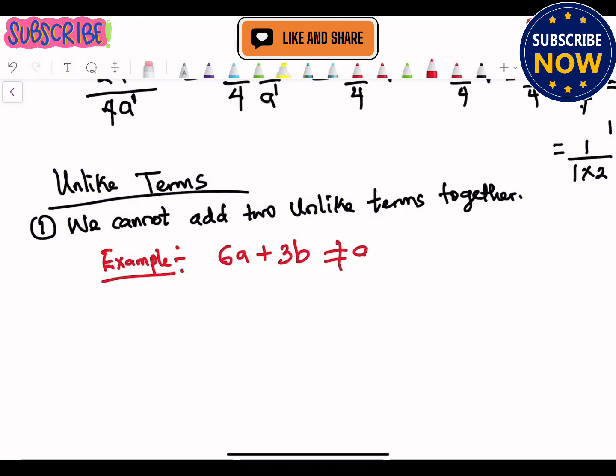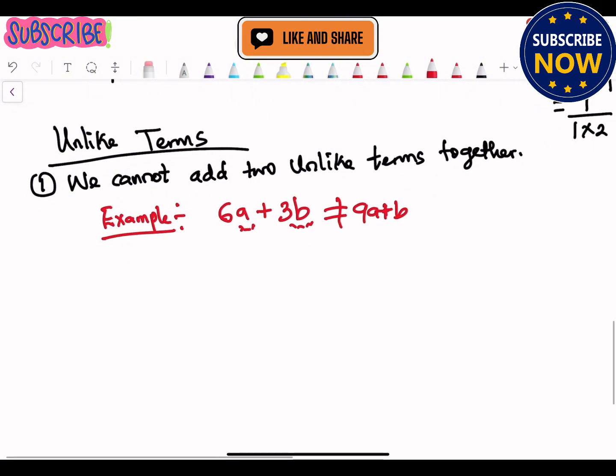This is not equal to 9a plus b. Because why? The variables, they are not the same. So I cannot add them together. Likewise, I cannot subtract once the variables are not the same, right? If the variables are the same, then I can add and subtract. But in this case, our variables are not the same, right? So we cannot have this. This is not possible.